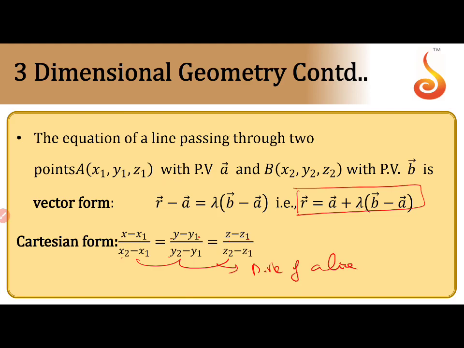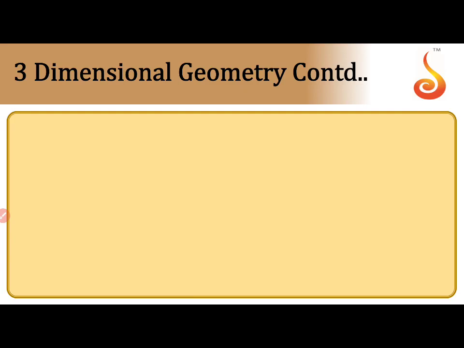How to find DRs of a line? Joining points, x2 minus x1, y2 minus y1, z2 minus z1 are DRs of a line. So the numerator is x minus x1 by DRs: x2 minus x1, y2 minus y1, z2 minus z1. So clear this one? Next.